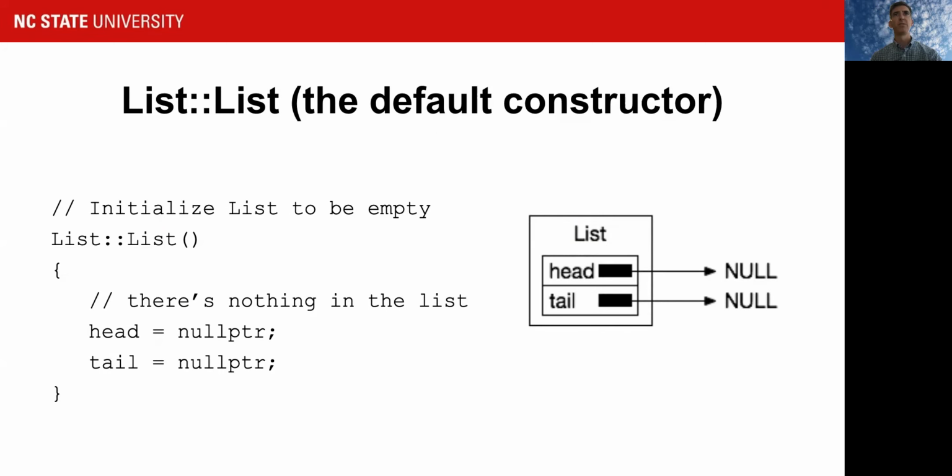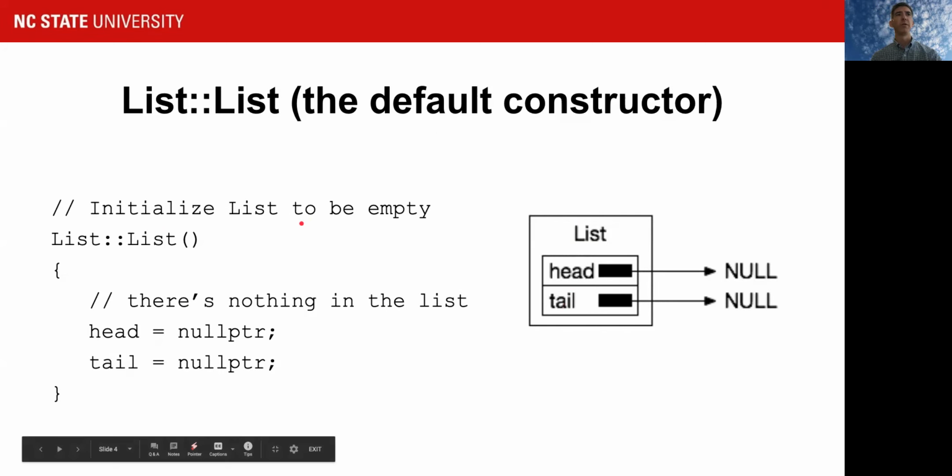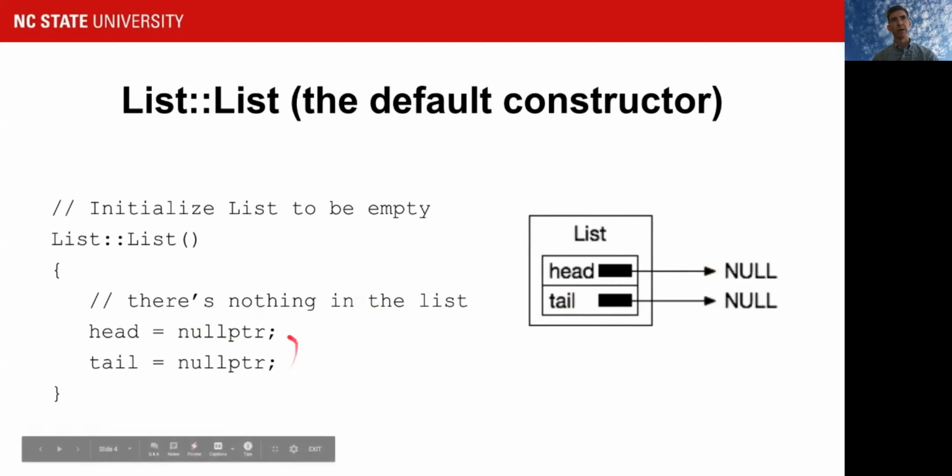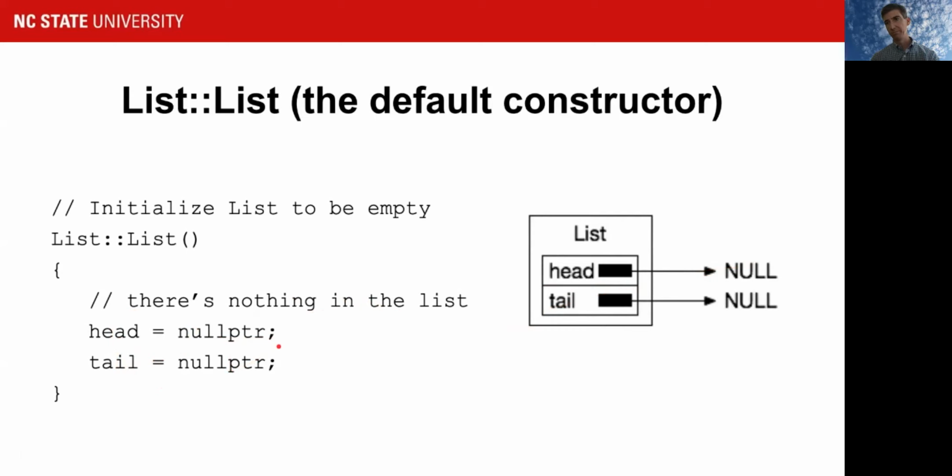The list constructor. So the way I'd want this list constructor to work is, when I make a new list, I want to make an empty list. And the way we designate that a list is empty and has nothing in it is to set head to null, or to null pointer. And so over here in my code, I initialize the head and tail member variables to be null pointer. And that's all we need to do. After we do that, the list is constructed.